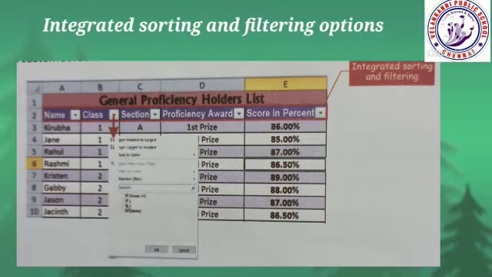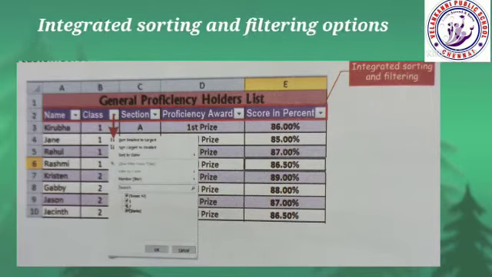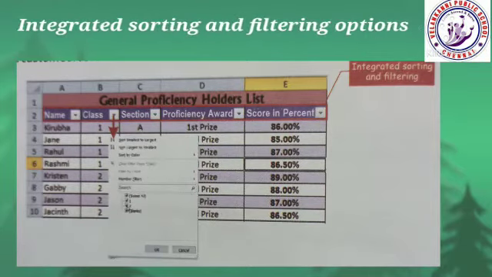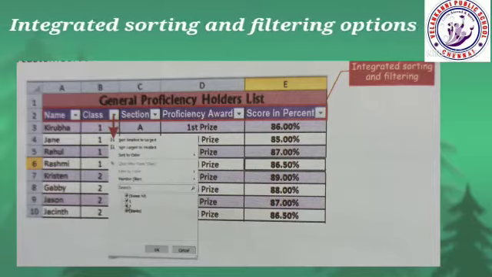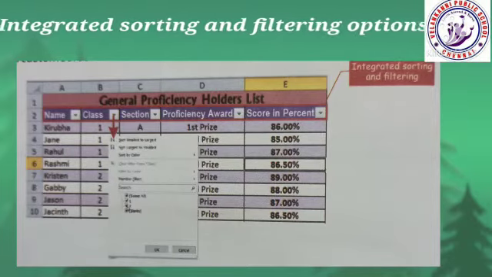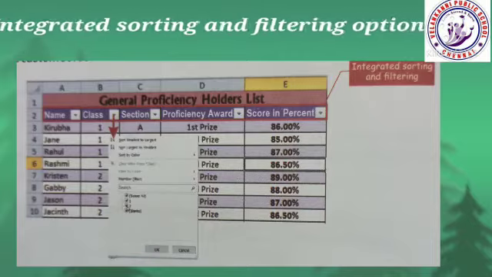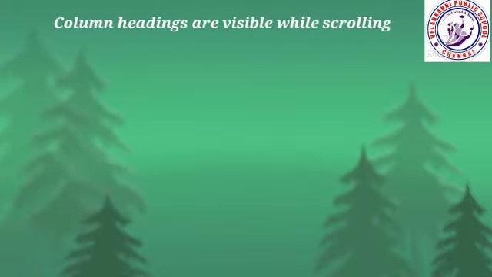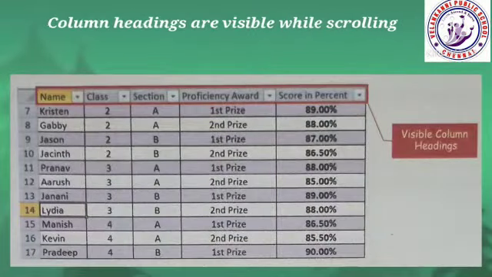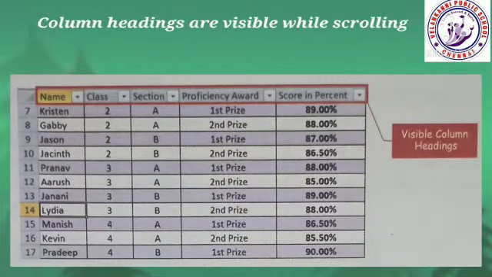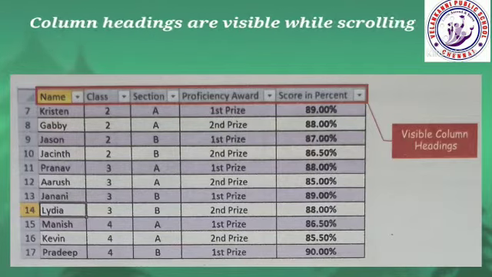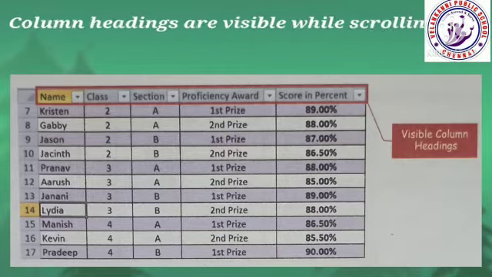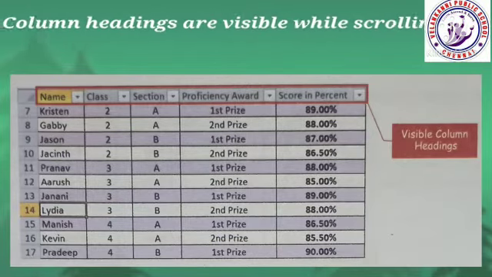In Excel tables, filter arrows are automatically added in the header row and enable you to use various text and number filters, sort in ascending or descending order, by color, or create a custom sort order. Next we have the column headings are visible while scrolling. When you are working with a large table that does not fit on a screen, the header row always remains visible when you scroll down. If this doesn't work for you, just be sure to select any cell inside the table before scrolling.